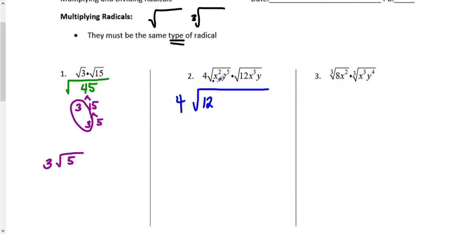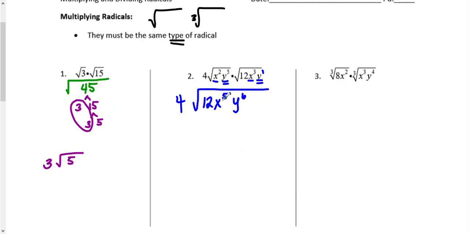And then we have x squared times x to the 3rd. And if you remember from last class, when we are multiplying the same base with the exponents, we're really going to add them. So that now becomes x, 2 plus 3 is 5. And then we have y to the 5th times y. When you don't see an exponent, it's really a 1. So we're going to take 5 plus 1, and it gives us y to the 6th.